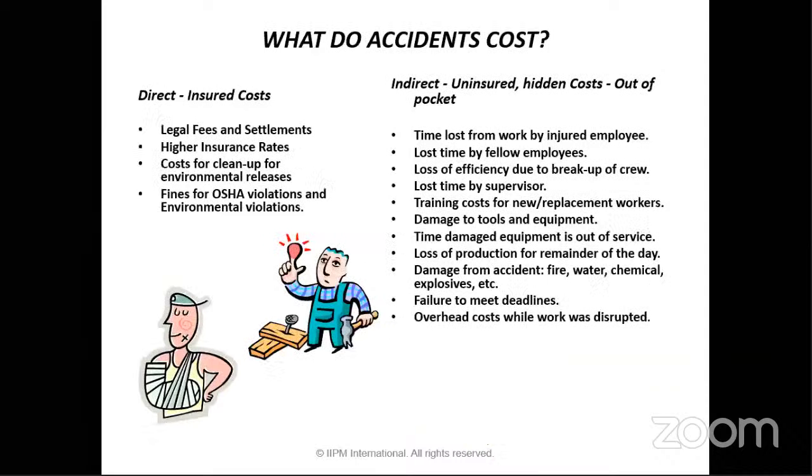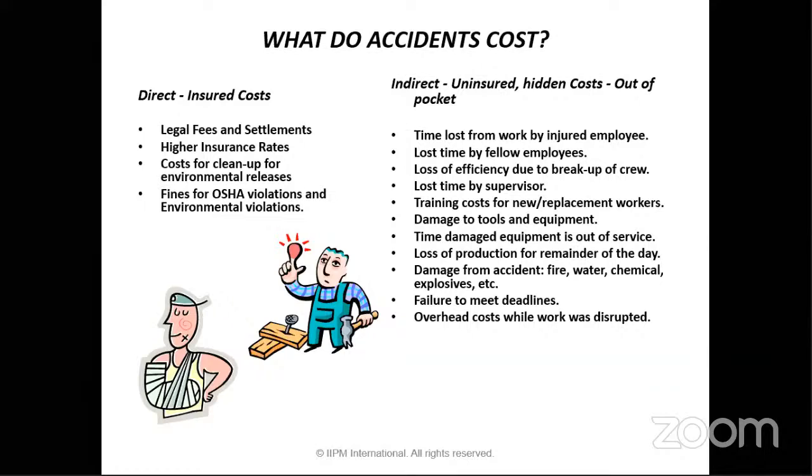Now, some of the costs that could be accrued in the event of accident, we could have direct or insured cost, or indirect and uninsured hidden cost or out-of-pocket costs. So examples of direct costs, we have legal fees and settlements. We have higher insurance rates. We have cost of cleanup for environmental releases, fines for occupational health and safety administration violations and environmental violations.